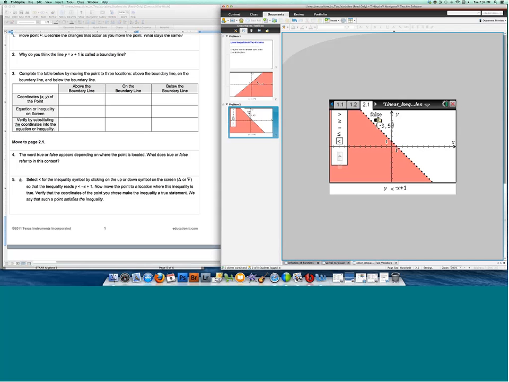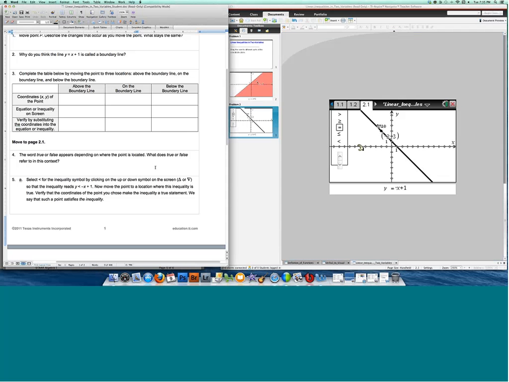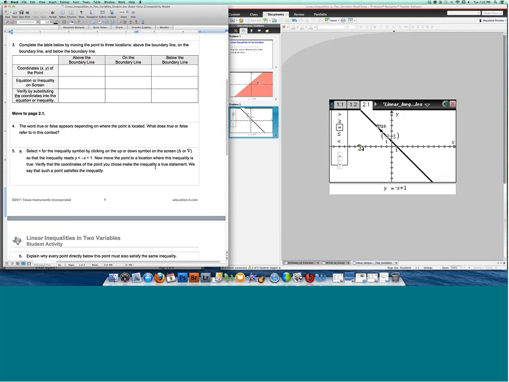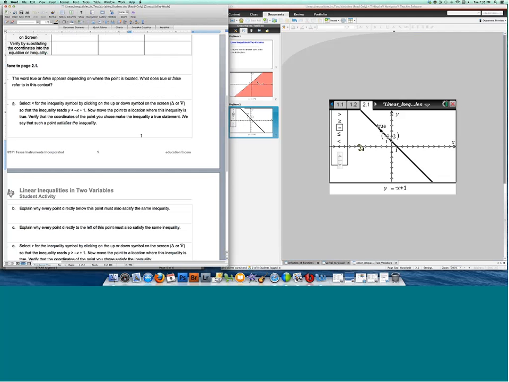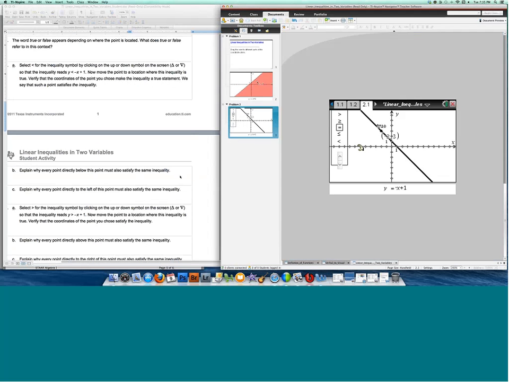So as we move the point around, the idea is to find a point on the graph that satisfies whatever this is down here, whether it's an inequality or an equation. And hopefully, the students realize that in order for us to satisfy the equation, the point has to be on the line. Now, the student activity does direct them through specific steps on what to do. And they actually walk them step-by-step through different situations to help build that understanding.